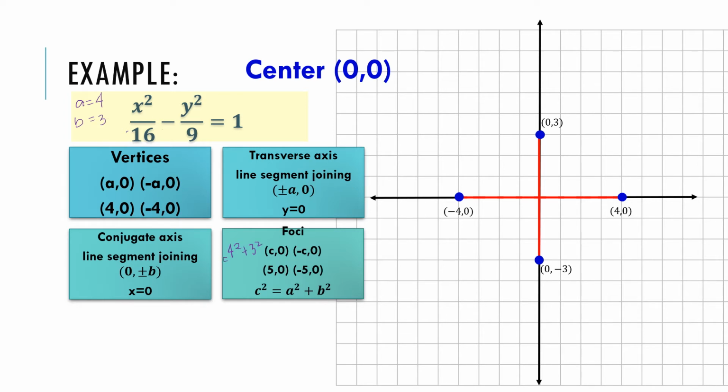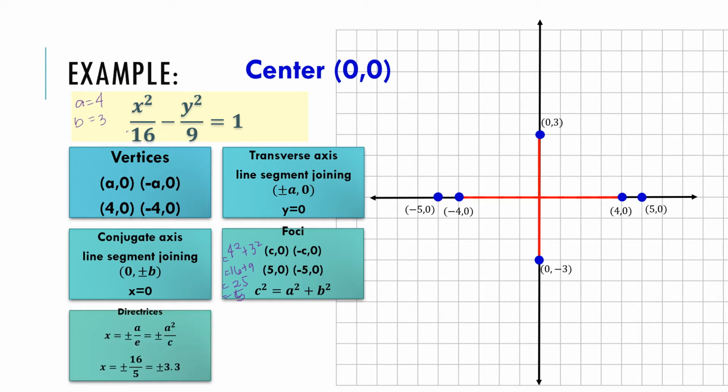This is 16 plus 9, 25. Therefore, C is equal to 5. So, 5, 0 and negative 5, 0. Andyan siya. Next, the directrices.